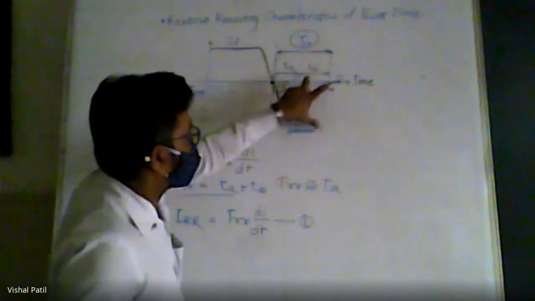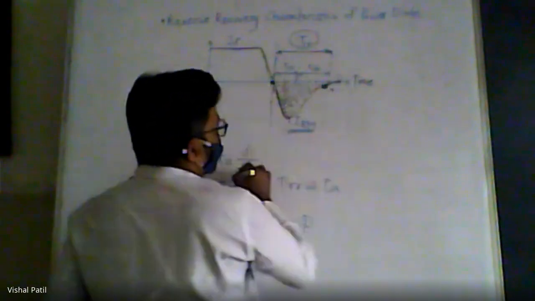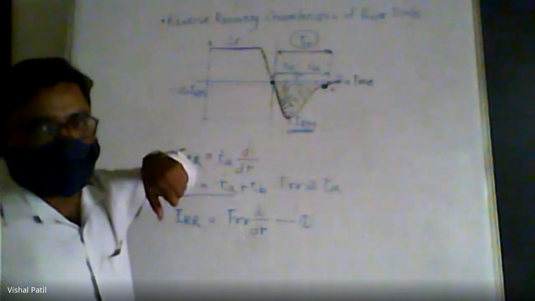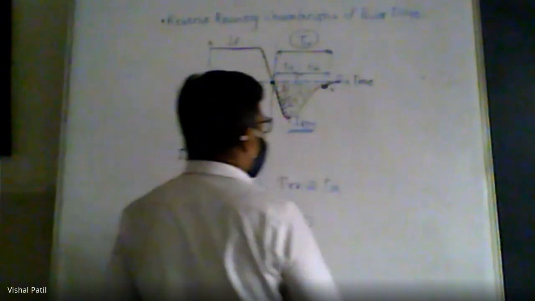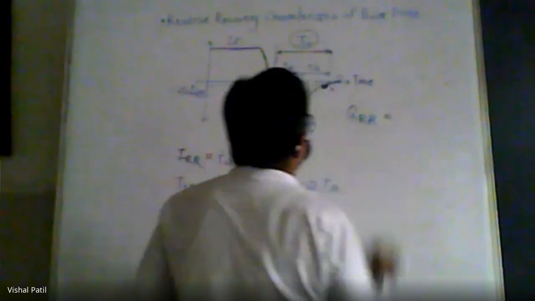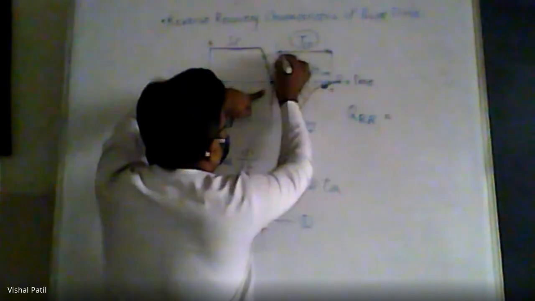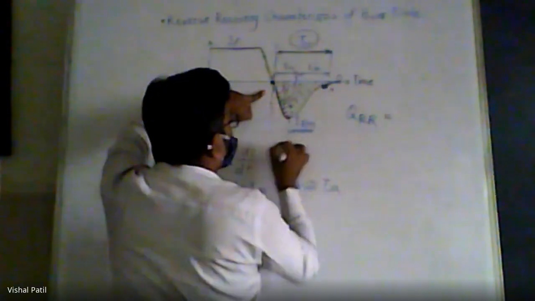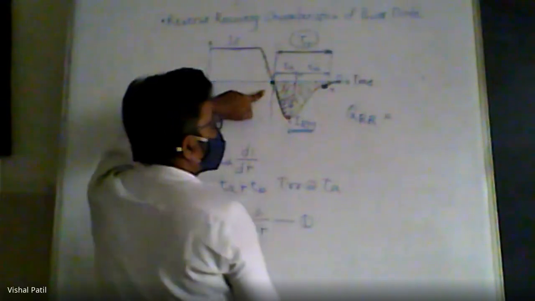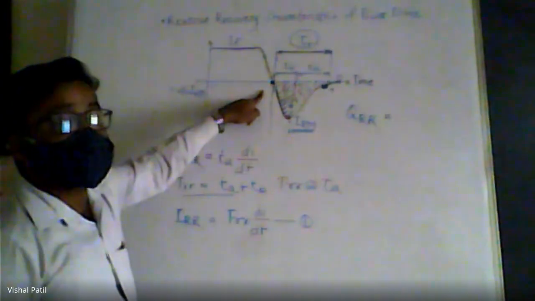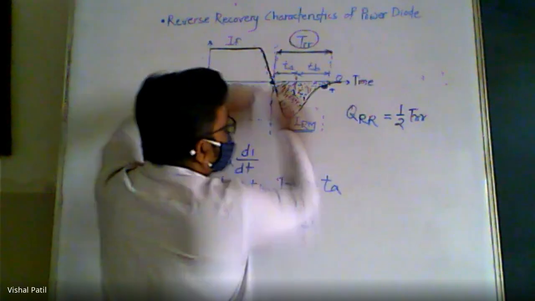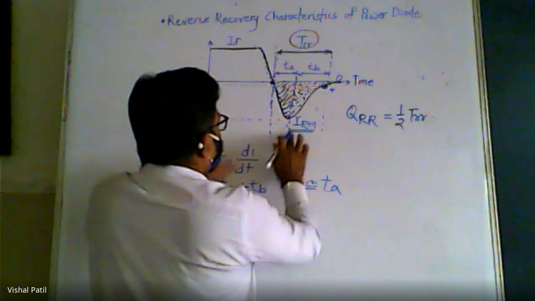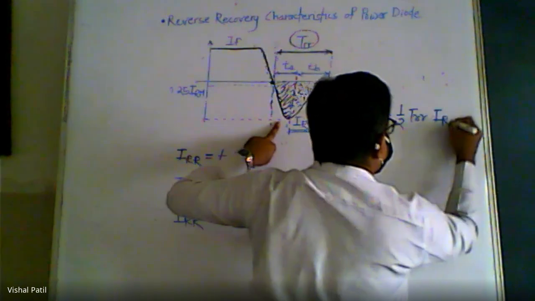Now from this part of the characteristic, you may assume this is a triangle, and the area of the triangle is nothing but the charge recovered. How will you estimate the charge recovered? Charge is nothing but the area under this curve. So you can write QRR to be the area of this triangle. We normally calculate the area of a triangle like 1 by 2 into base into height. Just this is an inverted triangle, so base is TRR and height is IRM, or you can write IRR.